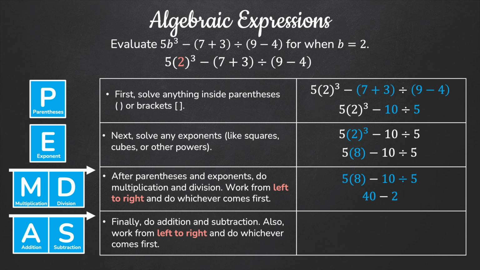Next, we have addition and subtraction. And like multiplication and division, we're going to do whatever comes first from left to right. In this case, we only have subtraction. So 40 minus 2 is equal to 38. When we substituted b for 2, we got an answer of 38.